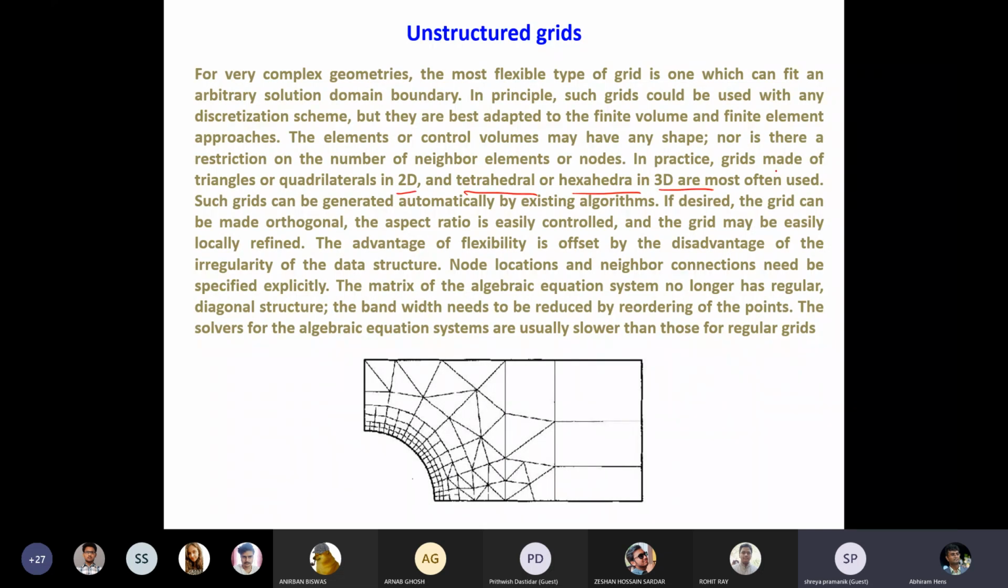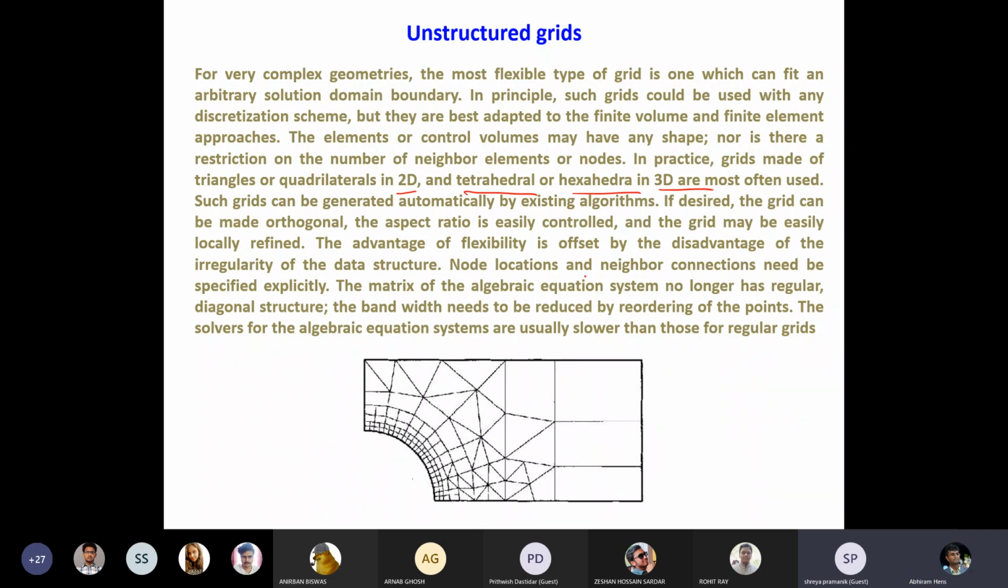So if you have started working with ANSYS Fluent, you will see that grid elements are there, and elements are of different shapes. If you are handling a 3D geometry, you may get tetrahedral or hexahedral shapes, and you need to check the quality of the mesh. Those checks will be based on these different shapes. Such grids can be generated automatically by existing algorithms, and if desired the grid can be made orthogonal, the aspect ratio is easily controlled, and the grid may be easily refined locally.